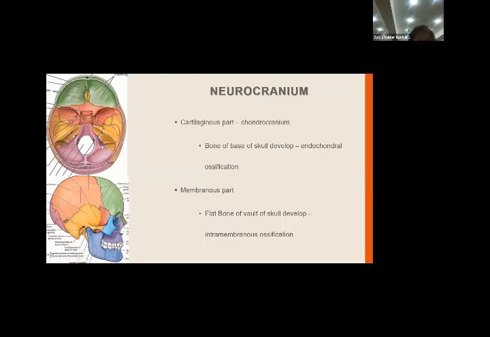इसमें strength is required because the weight of the bone has to be supported by these bones. So these bones develop by intracartilaginous model ossification. That means first a cartilaginous model is formed, and then this cartilaginous model undergoes ossification.